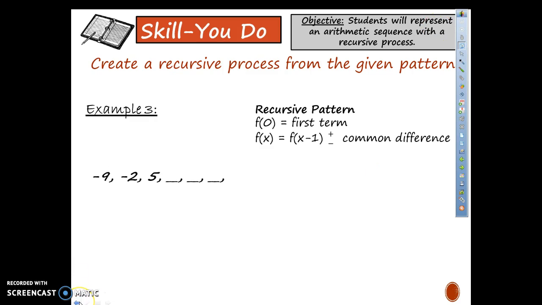Let me backtrack a second. I would like you to go ahead and please do this problem on your own. Please pause the video and do this problem on your own.